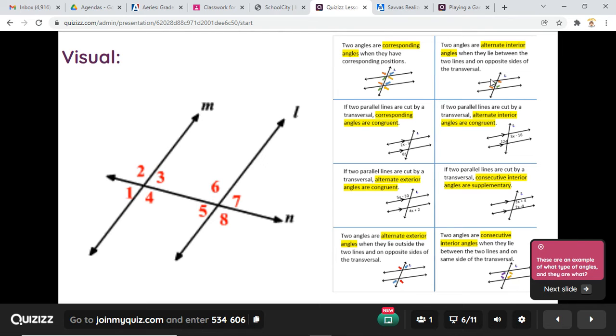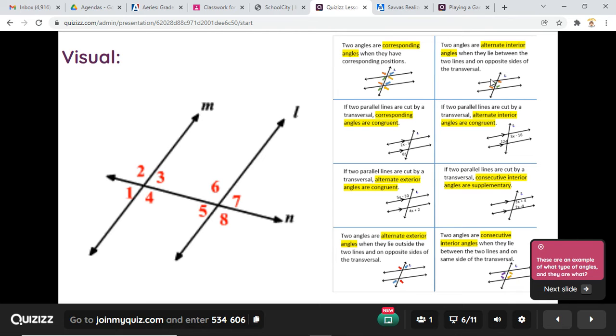We would call those corresponding angles. We have alternate interior angles when they are on the interior of our two lines and on alternate sides of the transversal. And it turns out that if parallel lines are cut by the transversal, the corresponding angles are going to be congruent. Also, alternate interior angles are congruent.